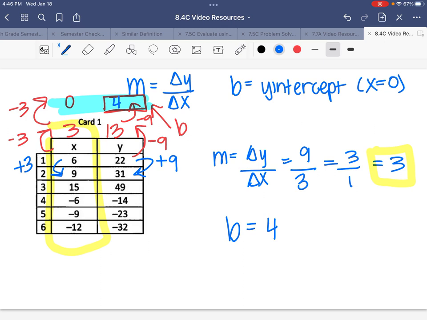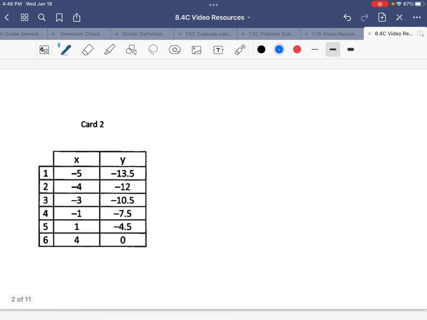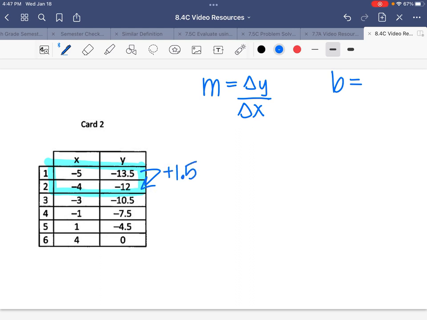So we can explore that with another table. So now we're looking at card 2, and again, I want to find my slope, and I want to find my y-intercept. Now, slope I know I can find by the change in y over the change in x. So how does y change as x changes? And if I look at my first 2 points right here, I see that I'm going from -13.5 to -12. So I see I added 1 5/10, or 1.5.